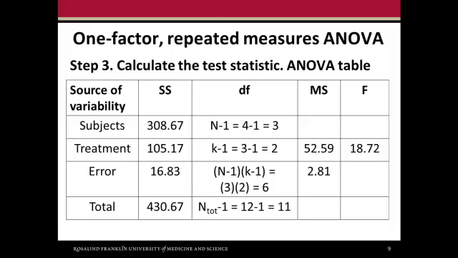The mean square is calculated similarly to what you've seen before. It's a sum of squares divided by the degrees of freedom. We only calculate this for the treatment and the error. And then our F statistic is our treatment mean square divided by our error mean square. So our F statistic is 18.72. The subjects, again, we just want to keep track of them, but they do not actually factor into our F statistic.